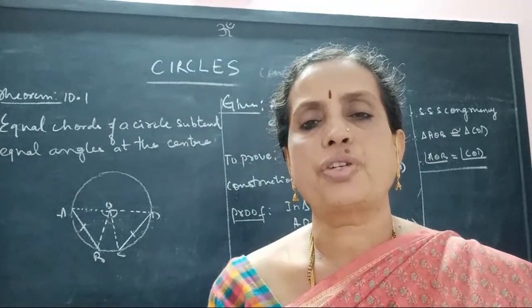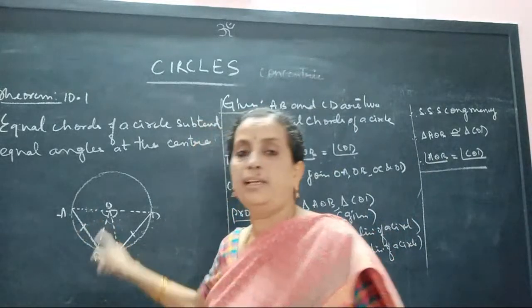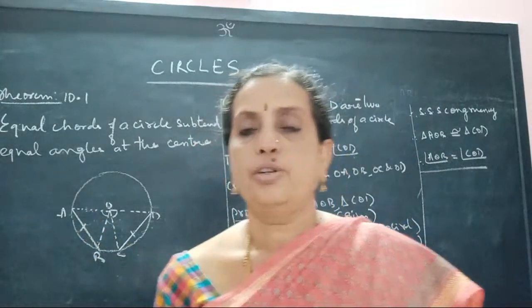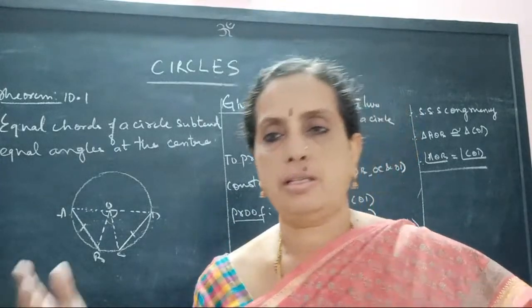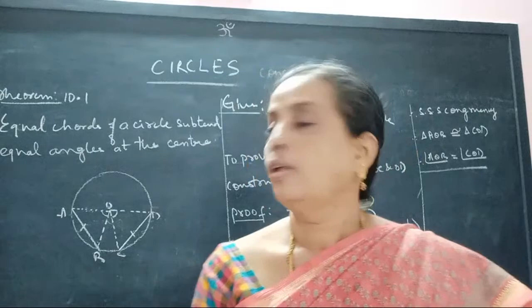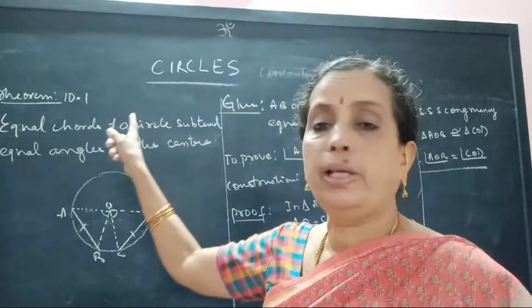Yes, very good, Shrikant. SAS, side angle side. By SAS, two triangles will be congruent, then AB equals CD. Very good. Okay, so that congruency is based on theorem 10.2.